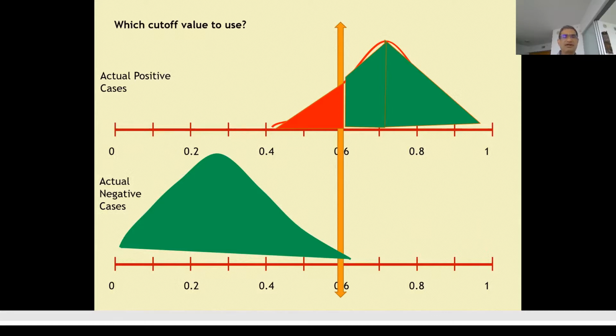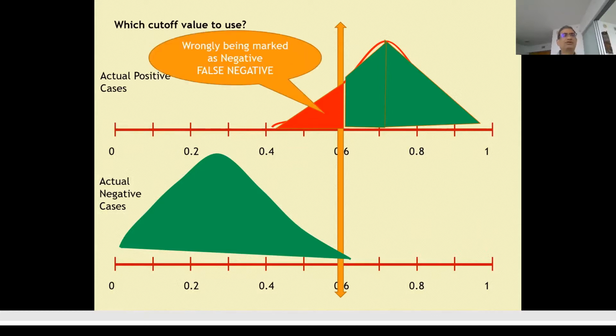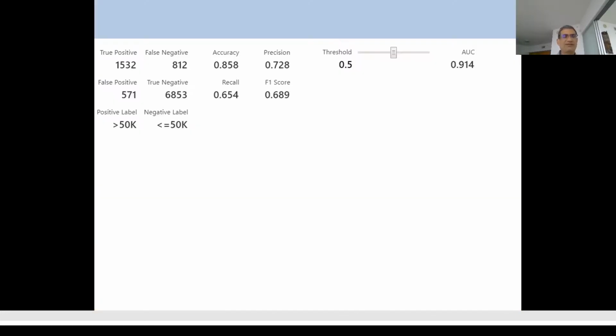Because since we are not telling them they have the disease, they are not getting treated for it, and then the disease will progress and they will get worse. So they are wrongly being marked as negative, or false negatives. And this whole dilemma is what the ROC curve is trying to help us with. In that context, let's look at actual examples.